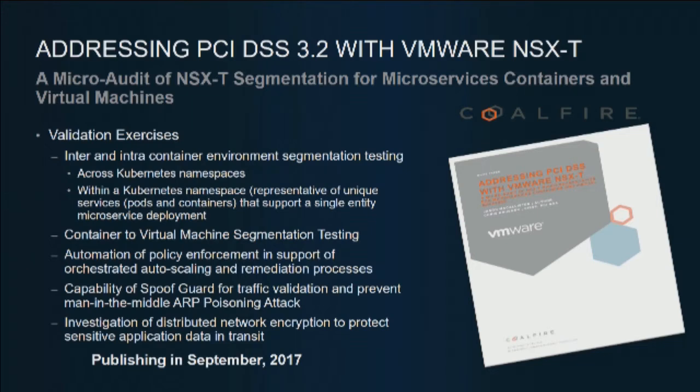Coalfire came in, and a big part of this was to educate auditors, first educating Coalfire about the solution and capabilities, and then creating this asset, a white paper that Coalfire is going to publish in September, that shows the process of how the technology can meet the needs of PCI DSS 3.2. So why is this important?